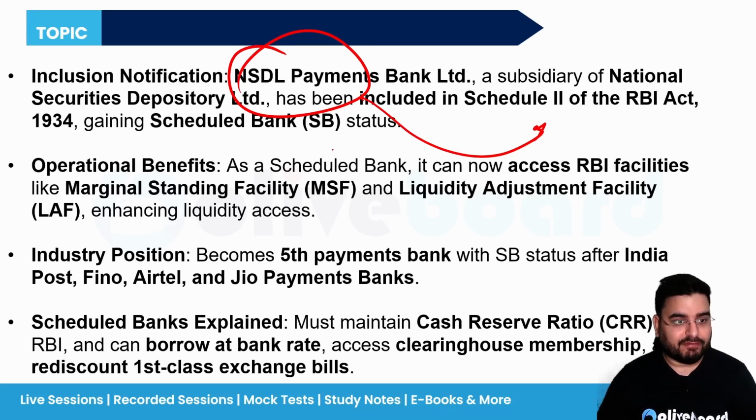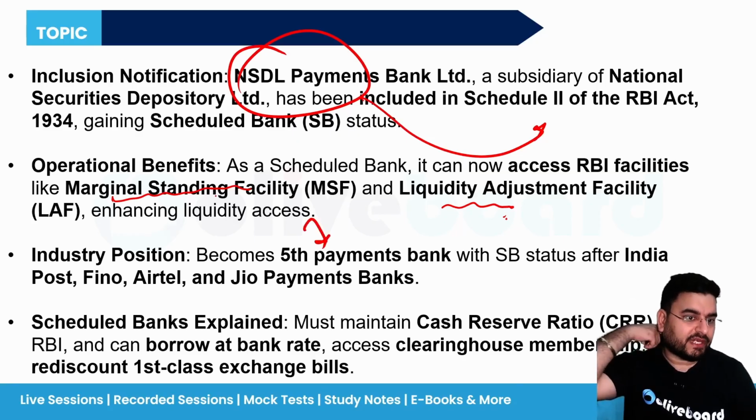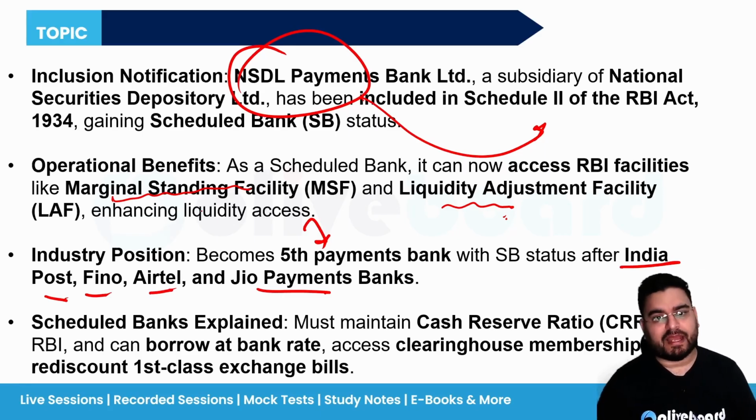Once you get the scheduled bank status, you also get other benefits. For example, access to the marginal standing facility, liquidity adjustment facility, everything you will get. And this is now the 5th payment bank in India to get scheduled bank status. What are the other ones? India Post, Fino, Airtel and Jio payment banks. These are the other 4 payment banks that have received scheduled bank status. Got it? So please remember, once you become a scheduled bank, you have to maintain a CRR. Please remember this thing.